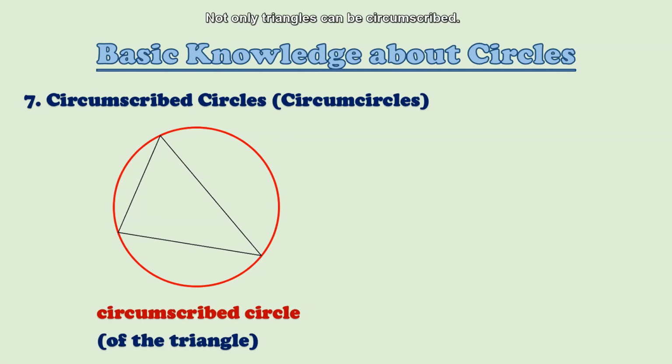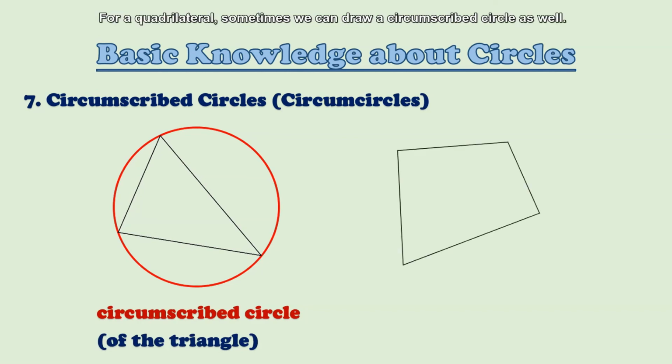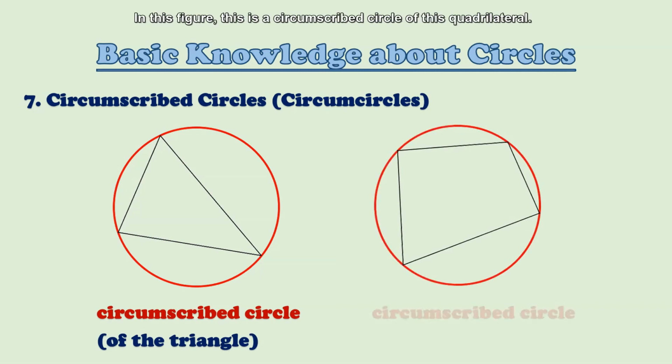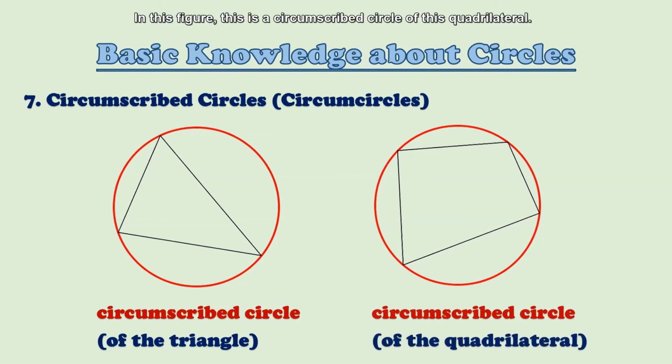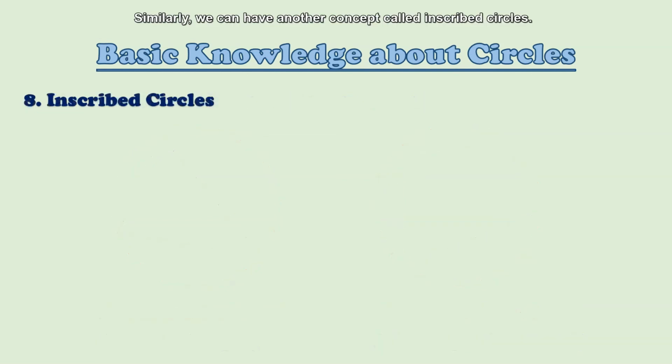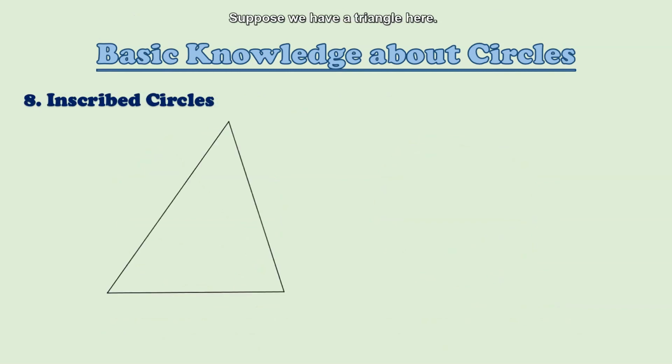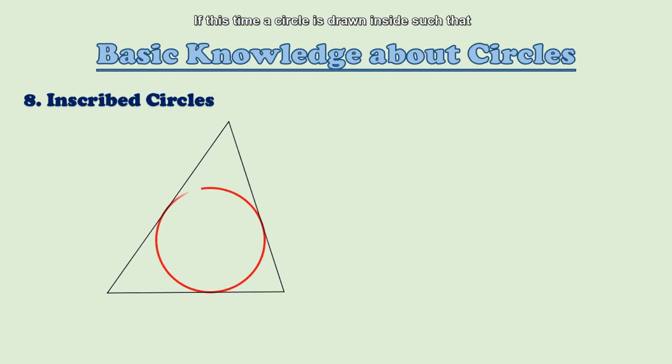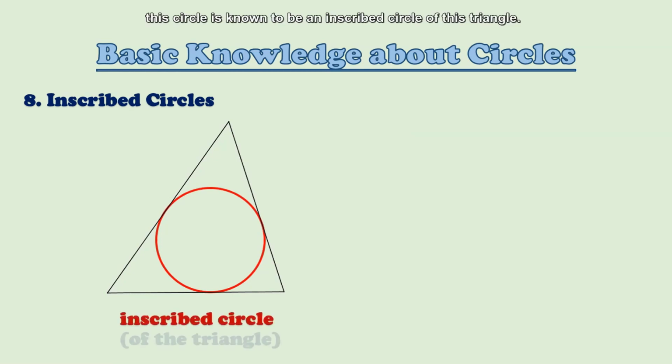Not only triangles can be circumscribed. For a quadrilateral, sometimes we can draw a circumscribed circle as well. In this figure, this is a circumscribed circle of this quadrilateral. Similarly, we can have another concept called inscribed circles. Suppose we have a triangle here. If this time a circle is drawn inside, such that it touches all the sides of this triangle, this circle is known to be an inscribed circle of this triangle.